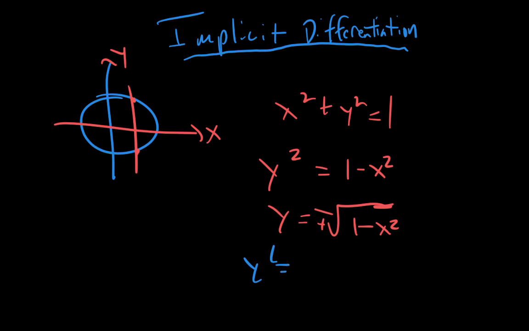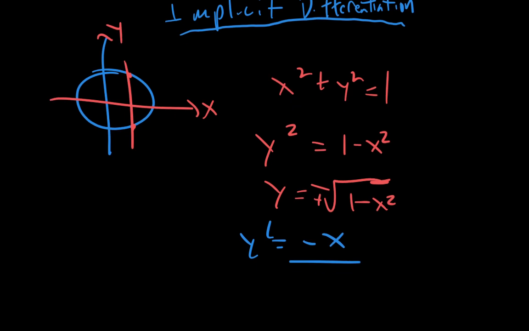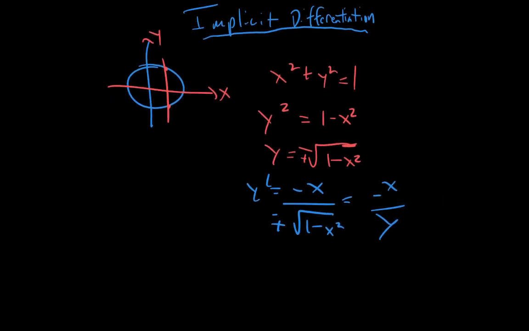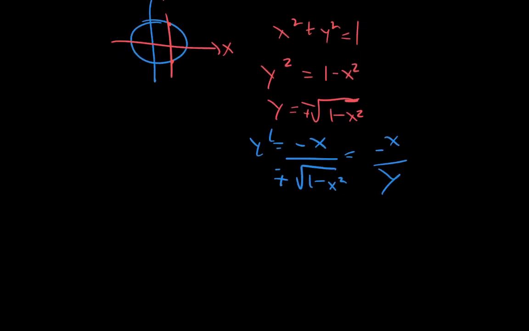But y prime would basically be minus x over plus or minus the square root of 1 minus x squared. And because we said that y is equal to the square root of that, we could say minus y over x. This is a very, very simple case. We can also implicitly differentiate x squared plus y squared is equal to 1.